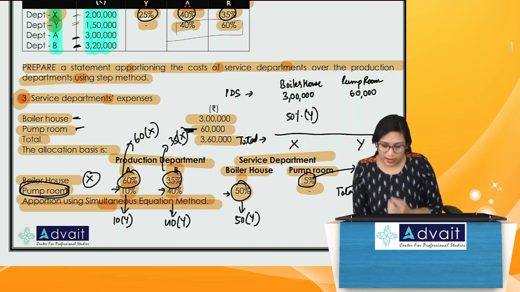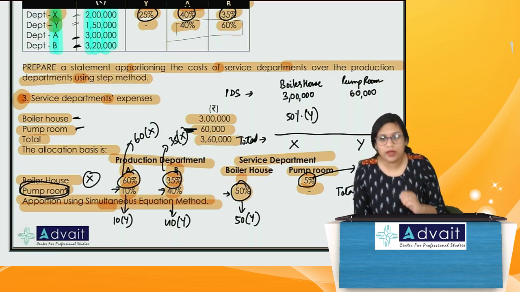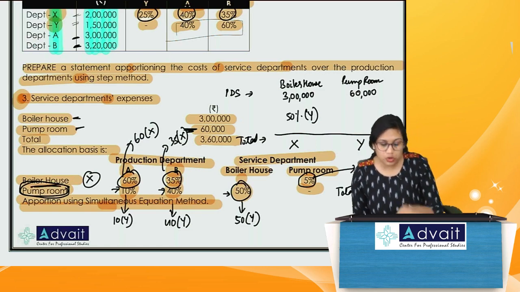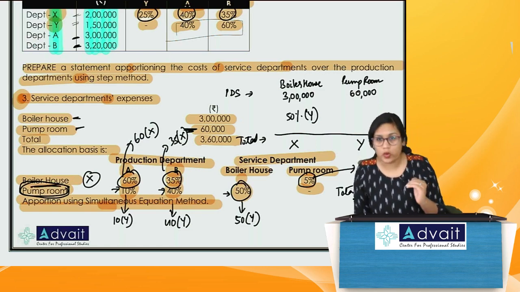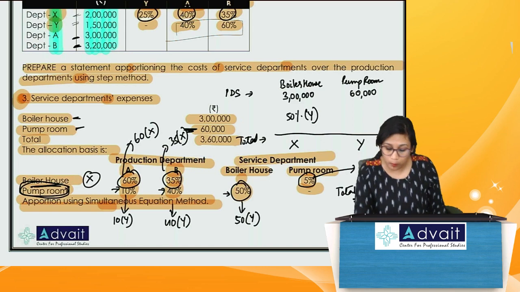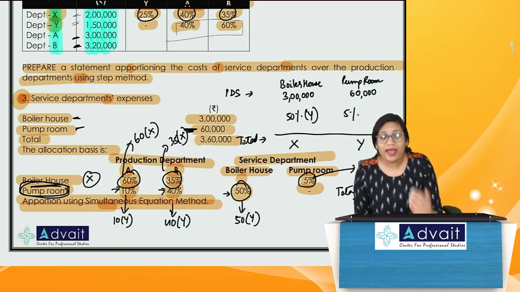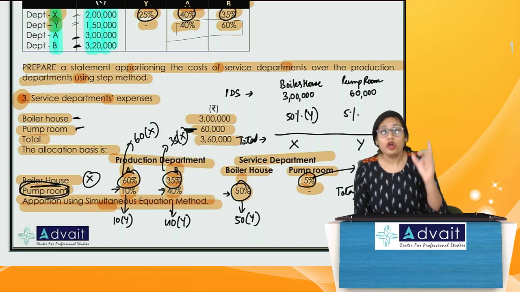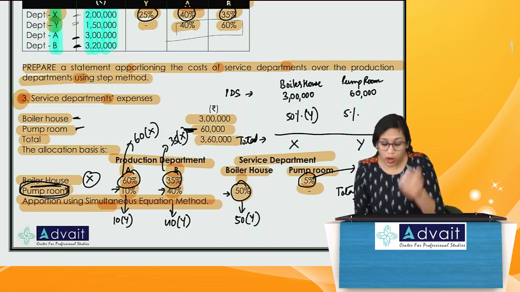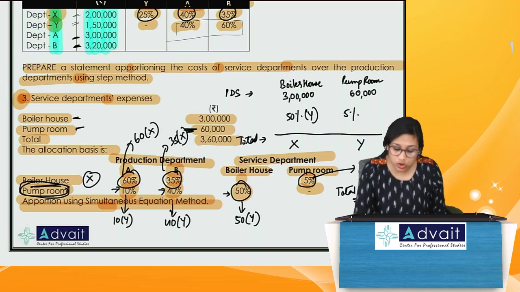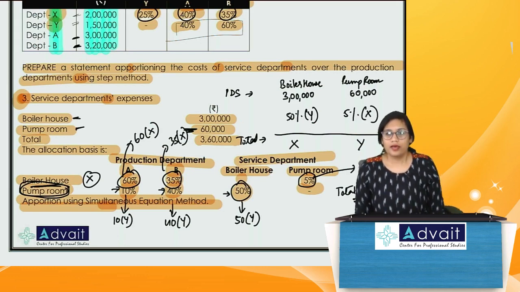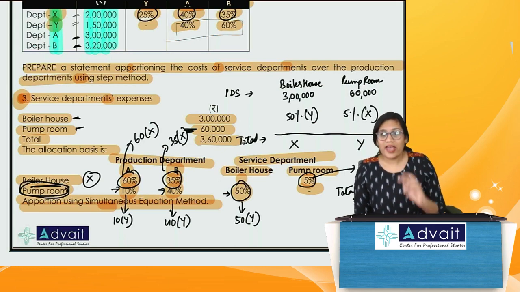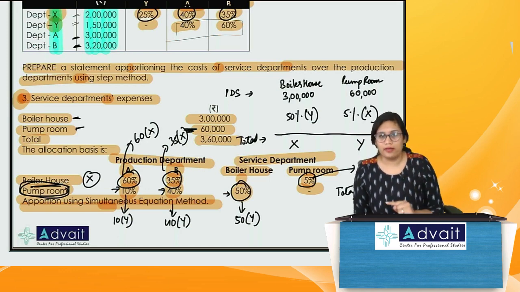Yes or no? Similarly, pump room also has to receive something from boiler house. So you see boiler house will give 60% of its expenses to A, 35% of its expenses to B, and 5% it is giving to pump room. So 5% will come here. But guys, 5% of what? 5% of total expenses of boiler house. So what are the total expenses? I don't know. I have assumed it to be X. Guys, is it okay? So with this, I very clearly have two equations here which are in terms of X and Y.